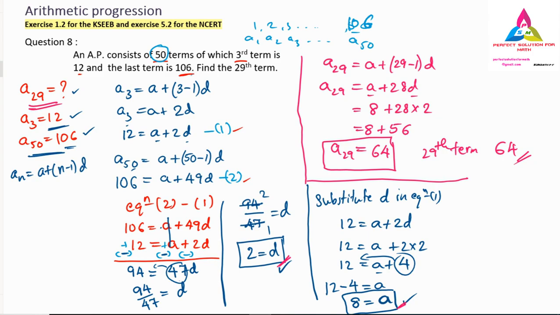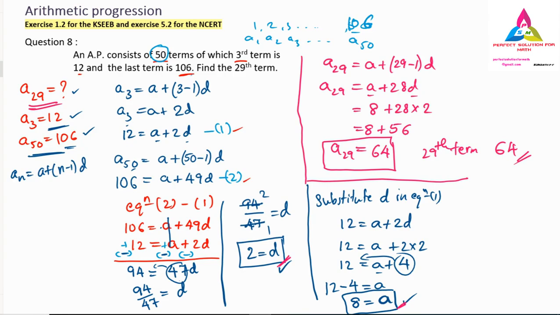It will be in the form of a and d. So see here, equation 1 is in terms of a and d, and equation 2 also you can see is in the form of a and d. Then you have to subtract the equations, and after subtracting you are going to get the d value. After finding the d value, in equation 1 or equation 2 you have to substitute that d value and you are going to get the a value also. After finding a and d, you can find any of the terms, that is A29, A30, A100, A1000, whichever they ask you. But most importantly, you must know the value of a and the value of d.